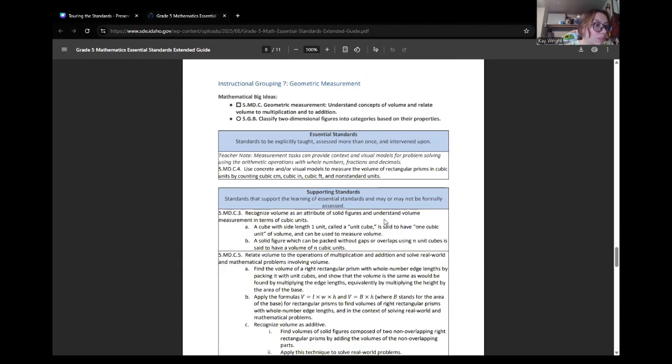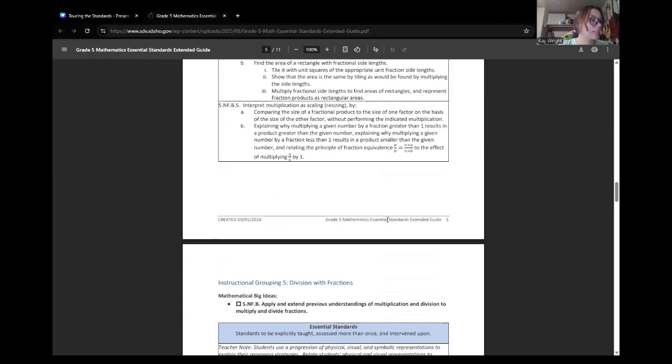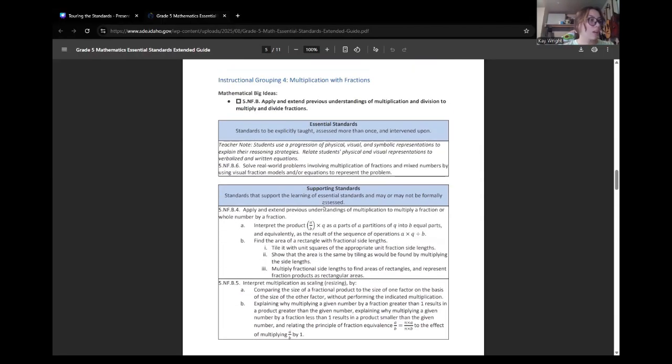Now, what main categories and subcategories are used to organize the standards? So the standards are organized in 2 ways. First, they're grouped by type. Essential standards, these are the most important, the big ones. And then the supporting standards, and these help build that understanding. Sorry, I'm reading my notes wrong. They're grouped by type: essential standards, supporting standards, additional standards, and big ideas. Second, they're grouped by topic into 8 groups. So there's place value, decimals, adding fractions, multiplying fractions, dividing fractions, data, measurement, and the coordinate plane.